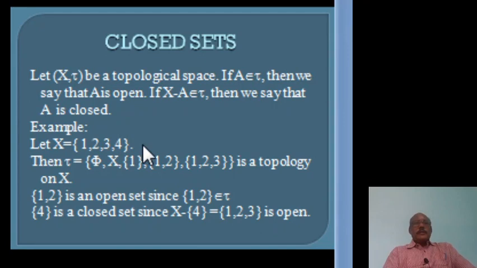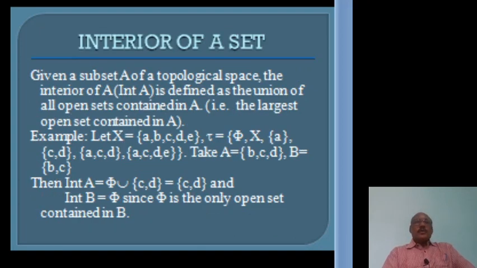For example, consider the set X equal to {1, 2, 3, 4}, and tau equal to {phi, X, {1}, {1, 2}, {1, 2, 3}}, which is clearly a topology on X. In this topological space, we see that {1, 2} is an open set because {1, 2} is a member of this tau. Now consider the set {4}. The complement of {4} is {1, 2, 3}, and this {1, 2, 3} is an open set. So the complement of {4} is open. Therefore, {4} is a closed set. So in this way, we define open sets and closed sets.